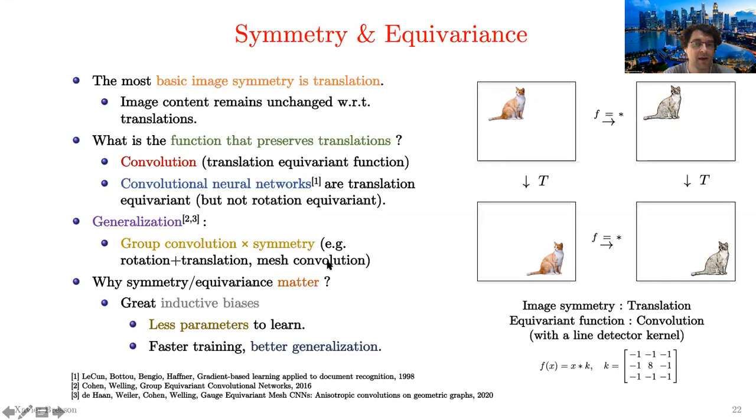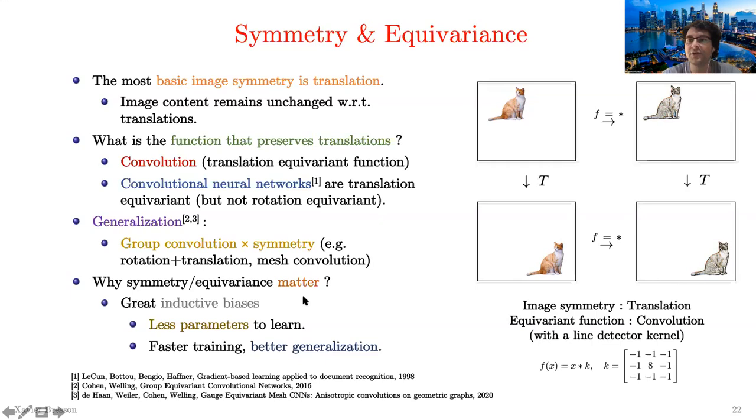So why do symmetry and equivariance matter? Actually, they are great inductive biases. This is the game of deep learning. The idea is you want to find some minimal structure that is universal to some kind of data, and then you want to design layers that are able to capture this minimal structure.